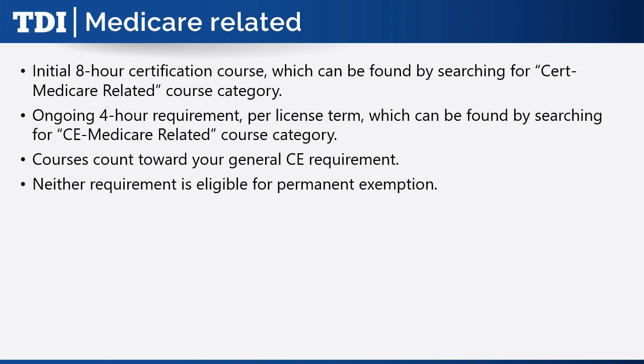Next are Medicare-related products. This requires an initial 8-hour certification course. You can find those by searching for the Cert-Medicare-related course category. Then there is an ongoing 4-hour requirement each license term after that, and you can find that by searching for CE-Medicare-related. Again, the courses count towards your general CE requirement, but differently than annuities, neither of these requirements is eligible for permanent exemption. So while you may not have a general CE requirement anymore because you have that permanent exemption indicator on, you're still going to have to take these Medicare courses, even if you're CE permanent exempt.